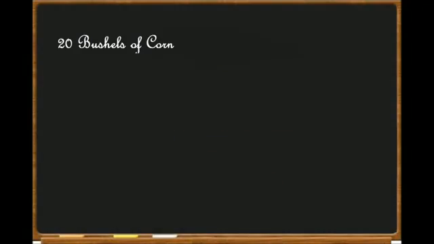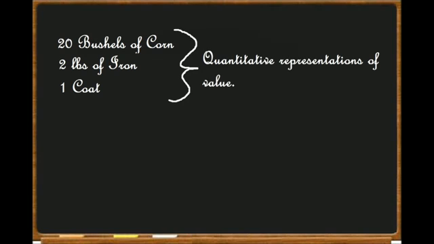For example, I can exchange 20 bushels of corn for 2 pounds of iron, and I can exchange 2 pounds of iron for 1 coat. Therefore, 20 bushels of corn also can be exchanged for 1 coat. These all are of equivalent exchange value. Of course, these are all quantitative representations of value. Value is the connector. These are all equivalent because of a force called value.